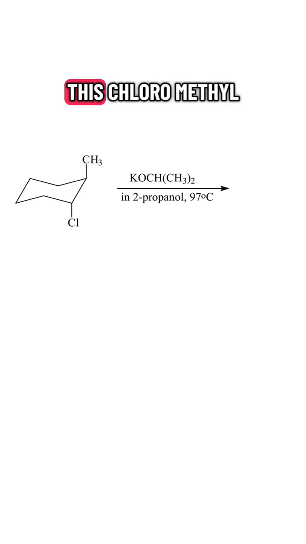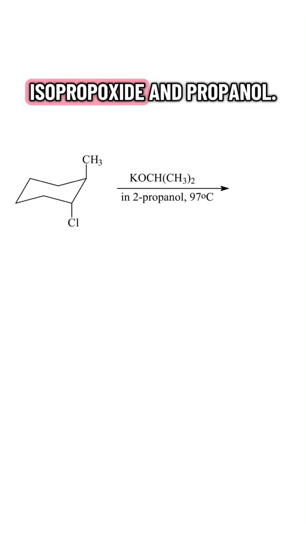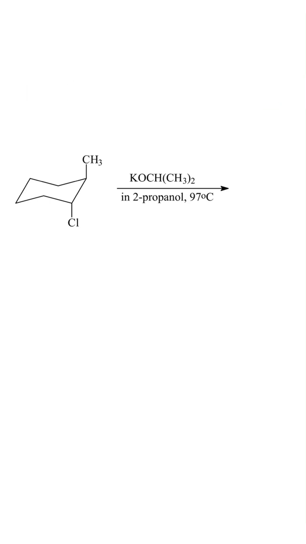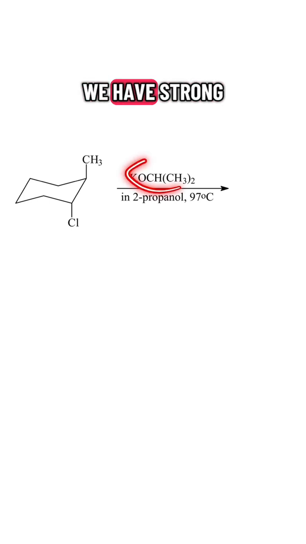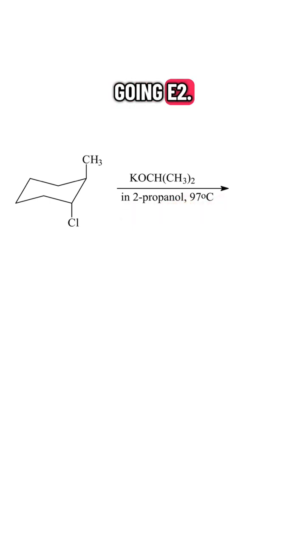Okay, we have this fluoromethylcyclohexane here. It's got potassium tert-butoxide, or actually, not tert-butoxide, isopropoxide, in 2-propanol, also isopropanol, and it is at 97 degrees C, so heat. So we have strong bulky base, protic solvent, heat, that's going E2.